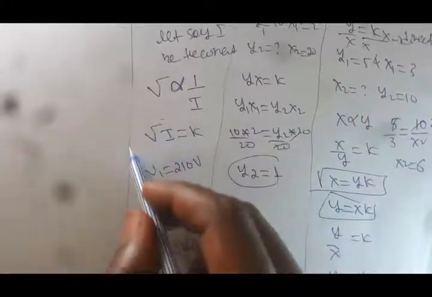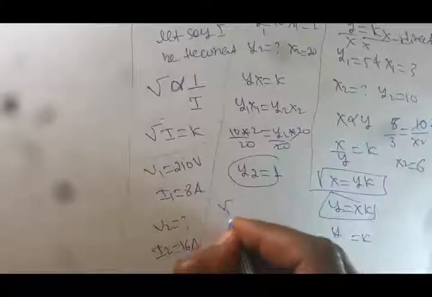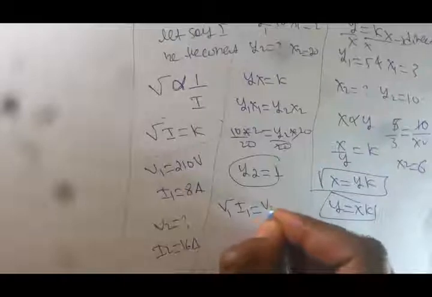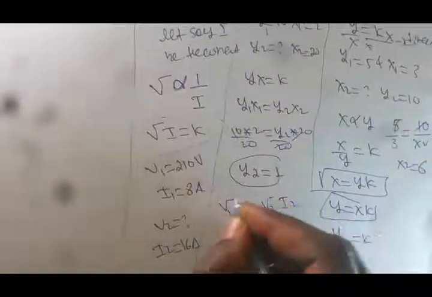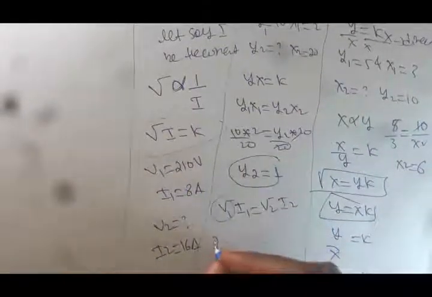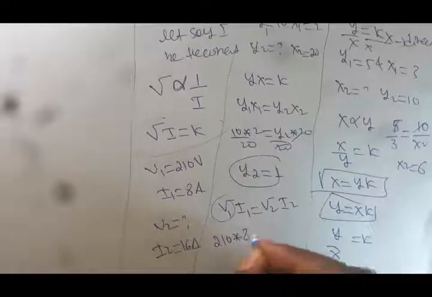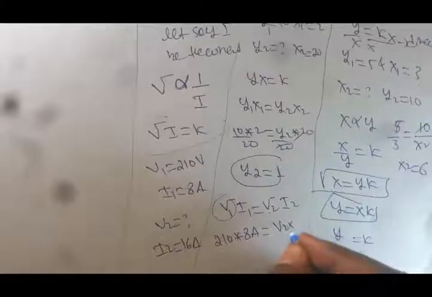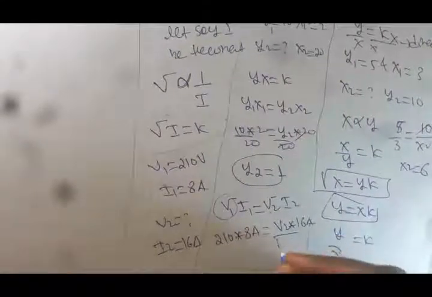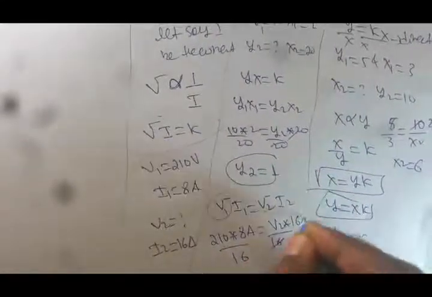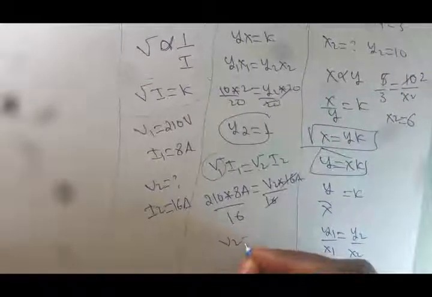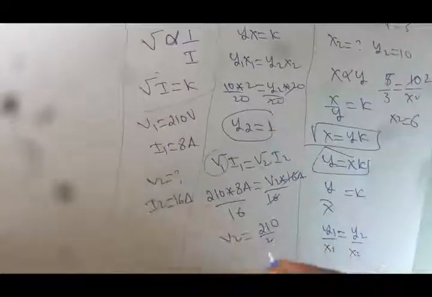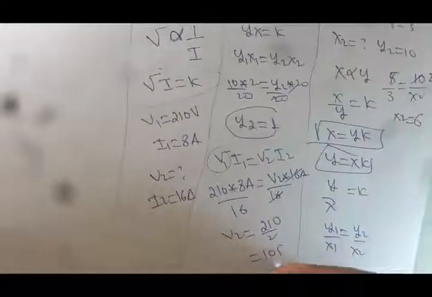We know that for two equations, V1 I1 equals V2 I2. Therefore the value of V1 is 210 times 8 ampere equals V2 times 16 ampere, divided by 16 on both sides. Therefore this will be cancelled and the value of V2 equals 210 divided by 2. This is equal to 105.